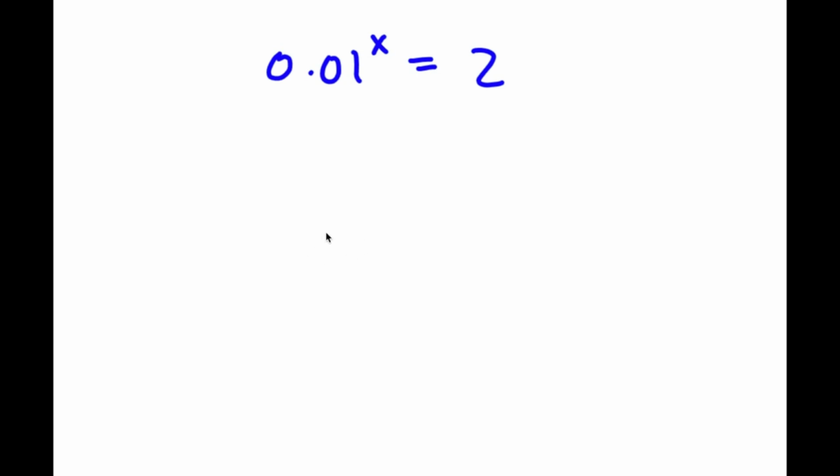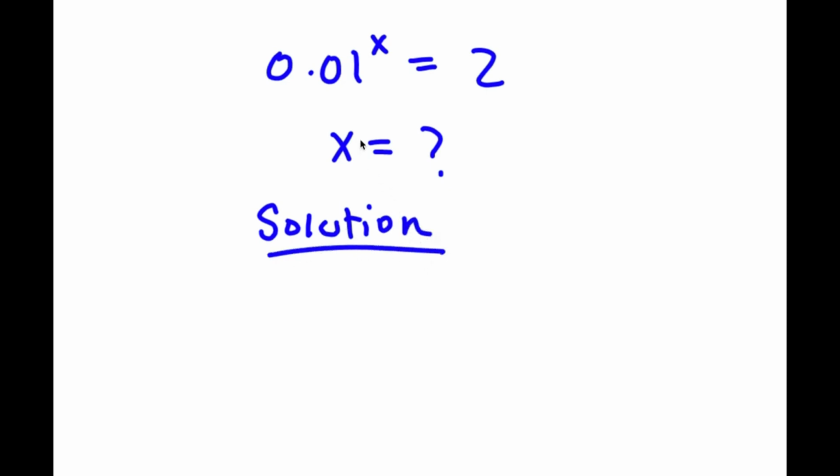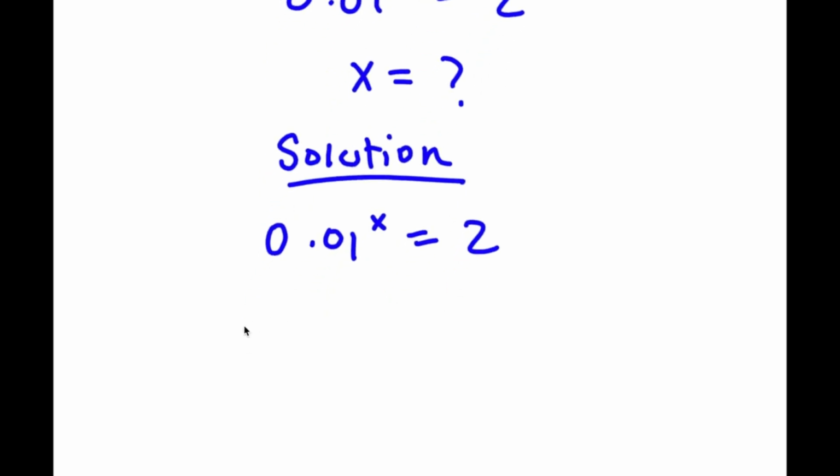All right, so in this problem, I have 0.01 to the power of x is equal to 2. So I want to find the value of x here. For my solution, first start with 0.01 to the power of x is equal to 2. Now I'm going to take the log on both sides. So now I have log of 0.01 to the power of x is equal to log 2.